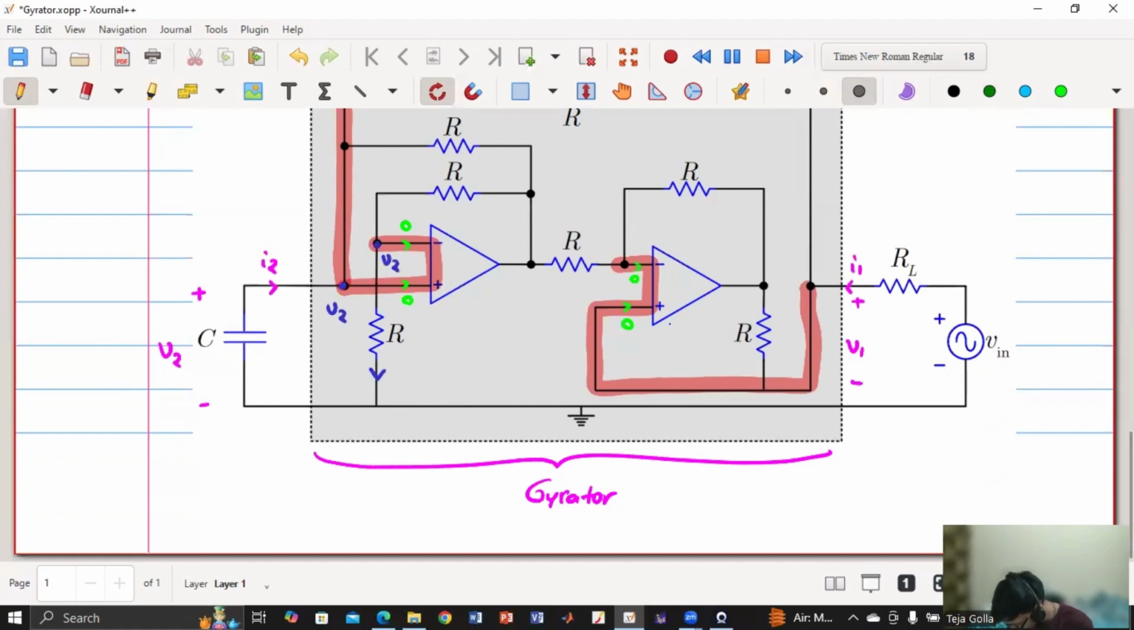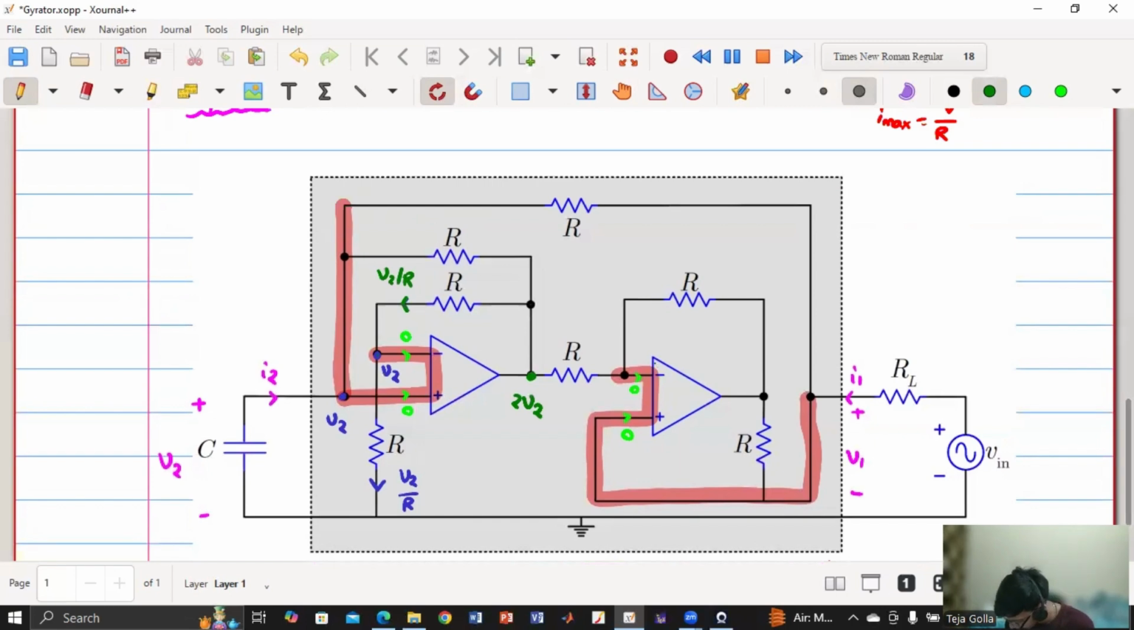So the current that is flowing in this resistor is V2 by R. The same current will flow in this resistor because there is no other path. The current entering the op-amp is 0, so this is also V2 by R. So this terminal is at V2 and current V2 by R is flowing through the resistor. So what will be the polarity or the potential at this terminal? 2V2. If this is 2V2, then this is also 2V2 because these two are again shorted.